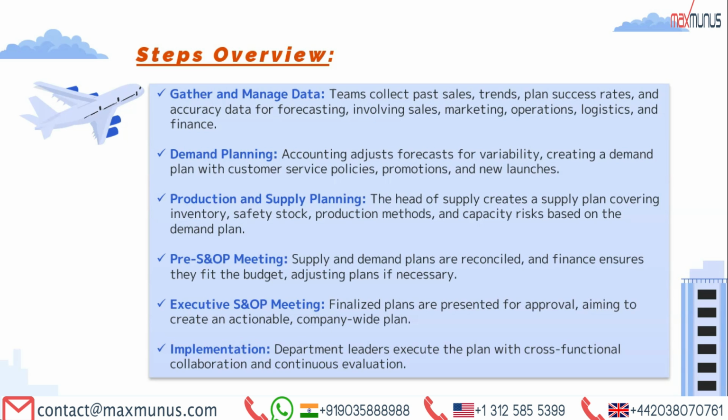Gather and manage data. Teams collect past sales, trends, plan success rates and accuracy data for forecasting involving sales, marketing, operations, logistics and finance. Demand planning. Accounting adjusts forecasts for variability. Creating a demand plan with customer service policies, promotions and new launches.